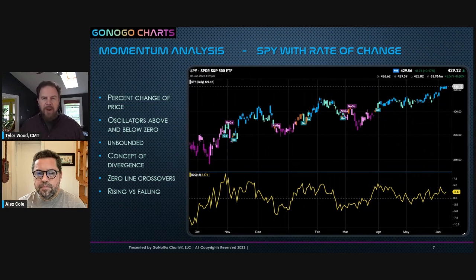But very simply, a rising rate of change above the 0 line is going to help us confirm that uptrend we're seeing in price action. And then a falling rate of change below the 0 line is going to confirm our downtrends.